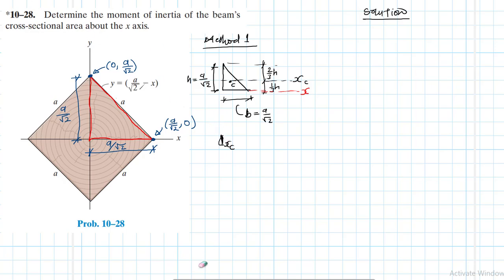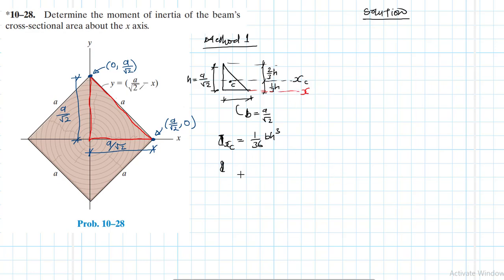So the moment of inertia about the x-axis passing through the centroid is equal to 1/36 bh³. If you know this, then we can find the moment of inertia about this axis in red, about the base. We can use the parallel axis theorem.